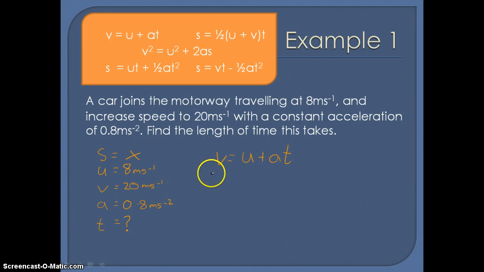If we substitute in these values as the first thing, that makes it 20 equals 8 plus 0.8t, and this is now a simple equation that we can rearrange and solve to find a value for t. So we subtract 8 from both sides, 12 equals 0.8t, and rearranging further by dividing by 0.8, t is going to be 12 divided by 0.8, which we can use a calculator to work out, which gives us an answer of 15 seconds.